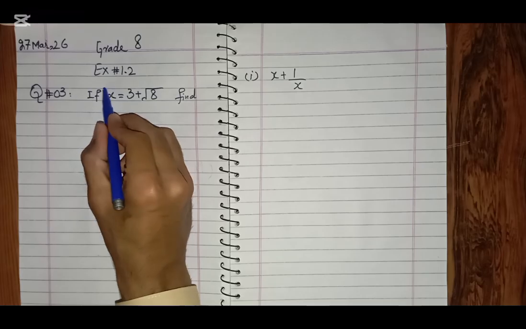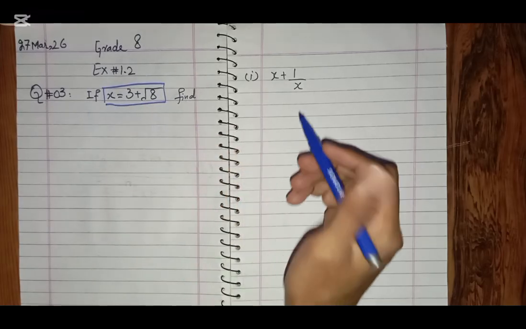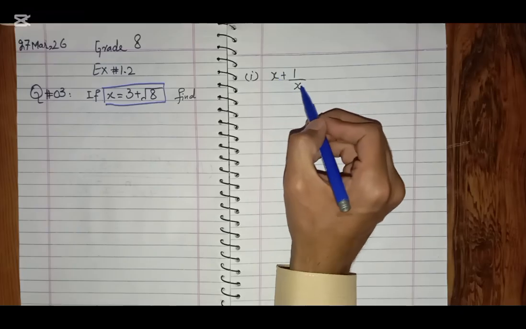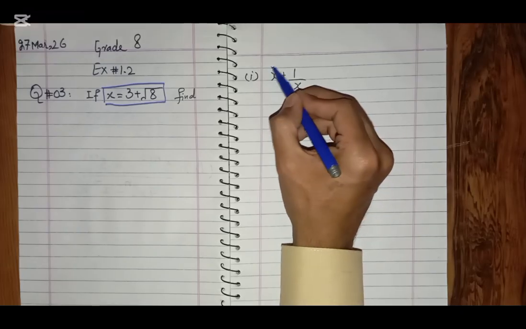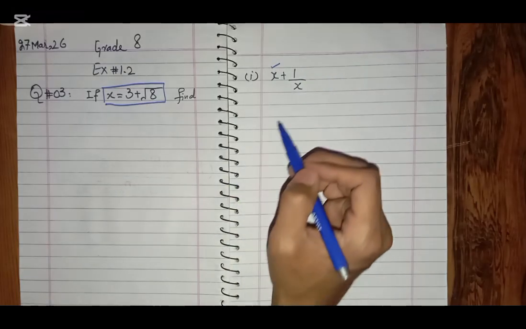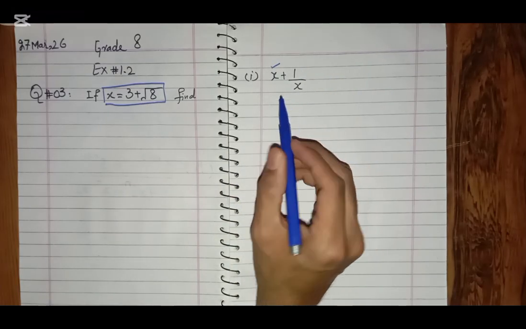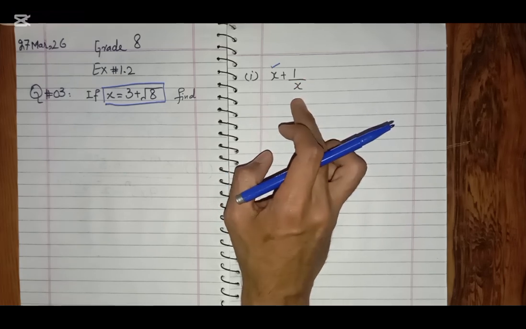Hello students, today we will start our question number 3. The statement of question number 3 is that if x is equal to 3 plus square root 8, then you have to find x plus 1 over x. In this question we have x but we don't have 1 over x. So in the first step we will find 1 over x, then we put x and 1 over x in both of the values and we get our answer.